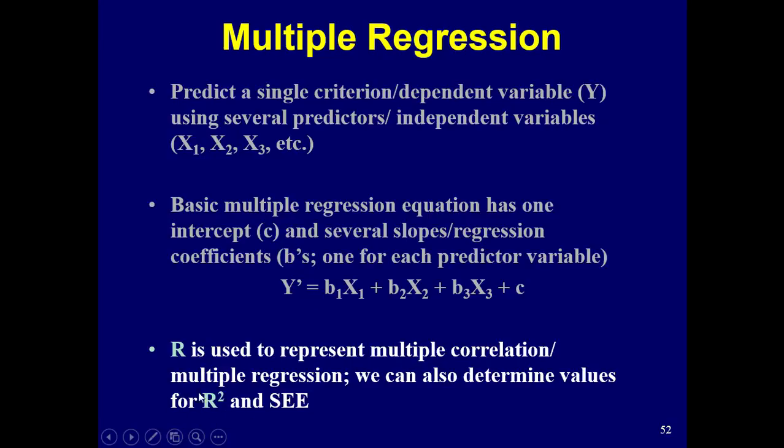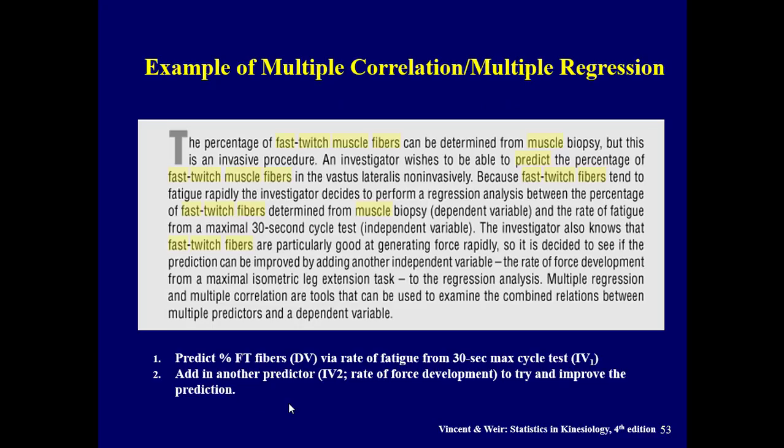Higher R squared, the better the prediction. The higher the R, the better the prediction. The lower the error, the better the prediction. Everybody got that? I hope so. That's a key concept. One example that I think is really interesting, because I have a physiology background.